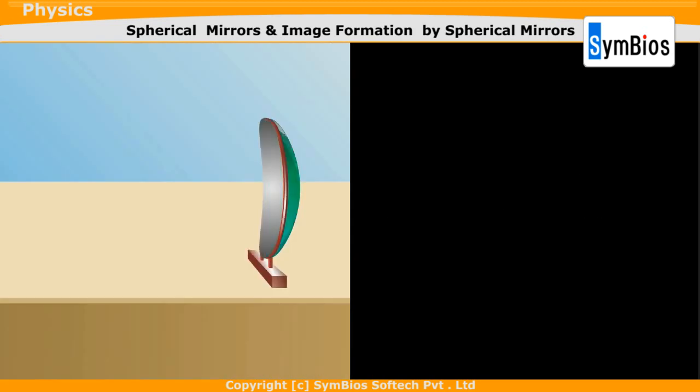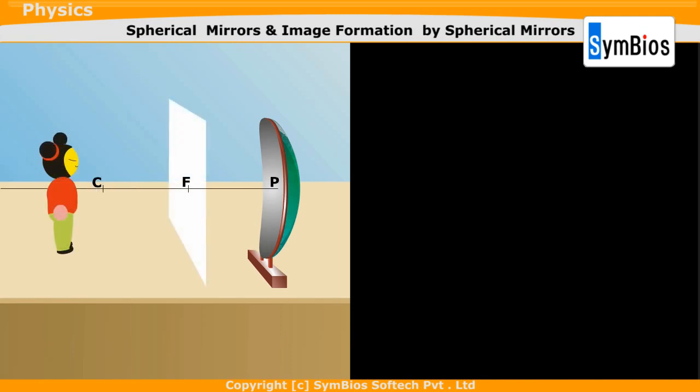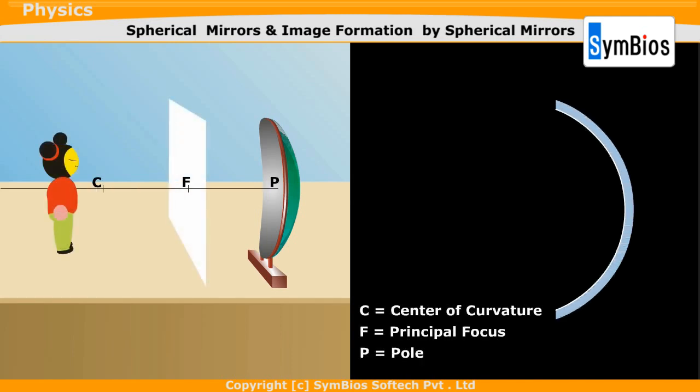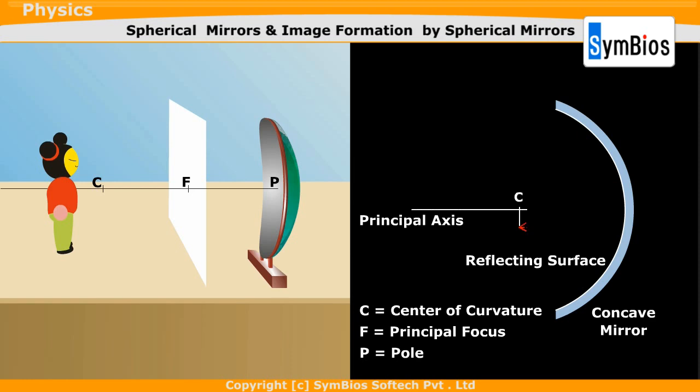Take a concave mirror, a doll and a screen. Let us also draw the ray diagram side by side. In the ray diagram, draw the principal axis and identify the points P, pole, C, center of curvature, and F, principal focus. F will be exactly in between C and P. In the real experiment, identify C plane, F plane, and P plane.